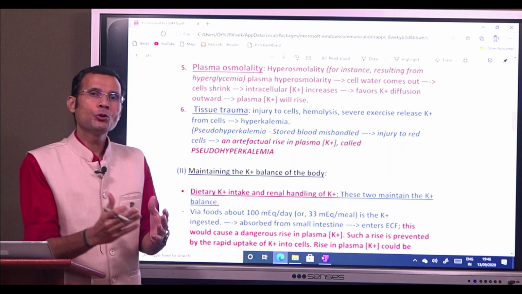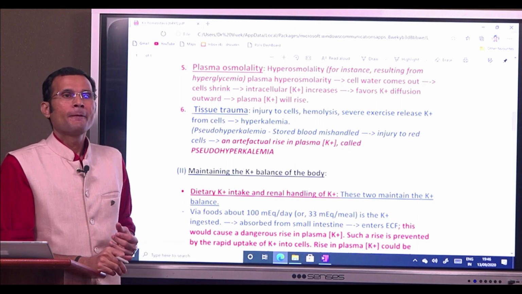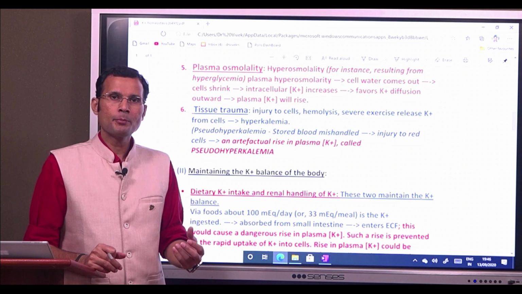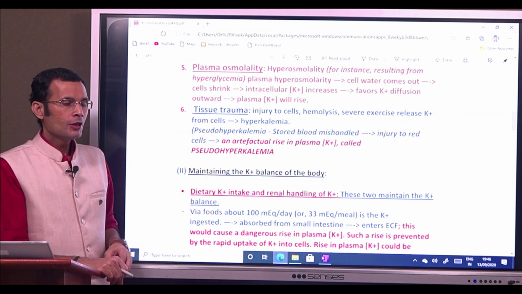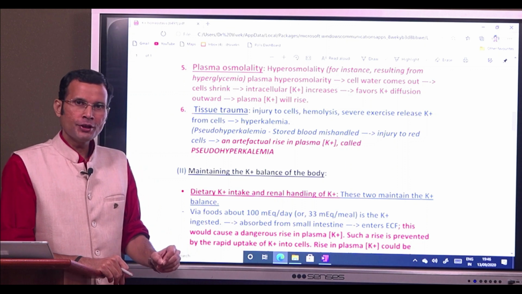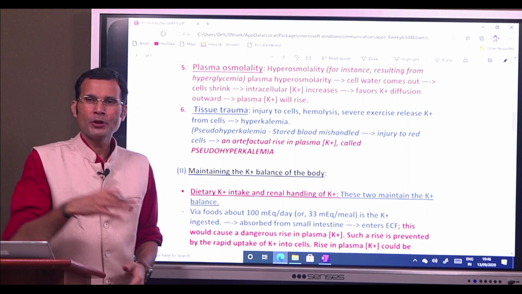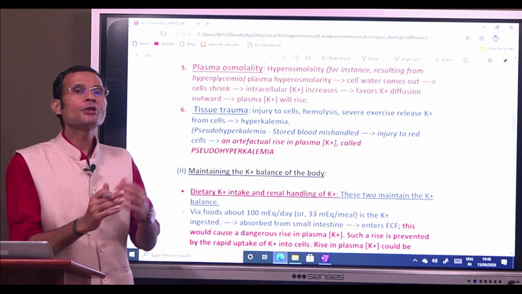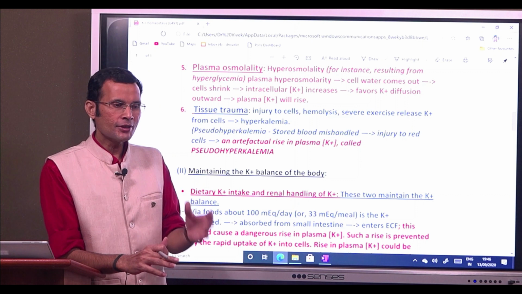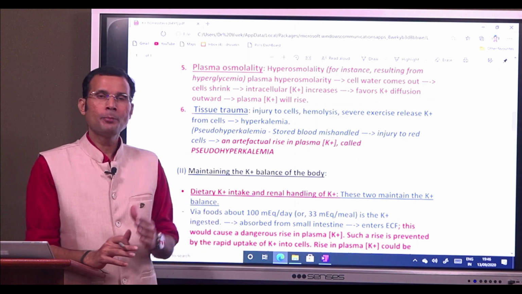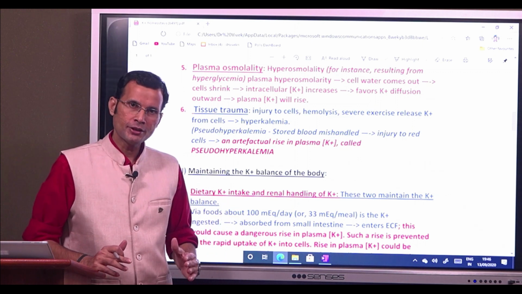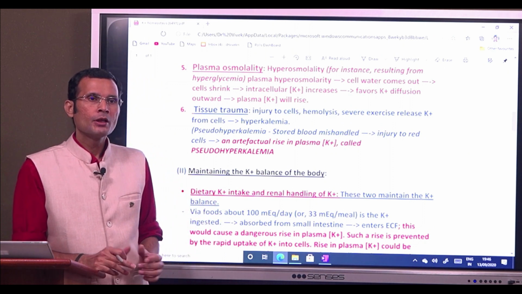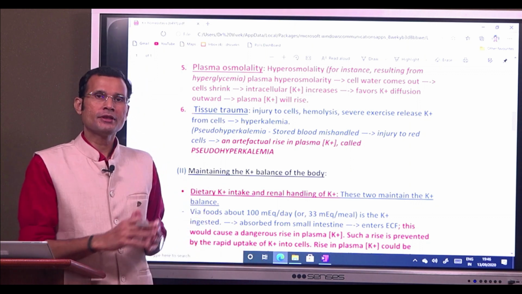Why am I calling it pseudo rise? Look, suppose during the collection of blood sample, I'm just giving the example of this pseudo hyperkalemia. The cell injury is not real. It's not because of some inflammation or some rhabdomyolysis or a genuine cause. It's just that while you are withdrawing the blood from a patient, that handling of blood and blood sample may cause injury to the RBCs.